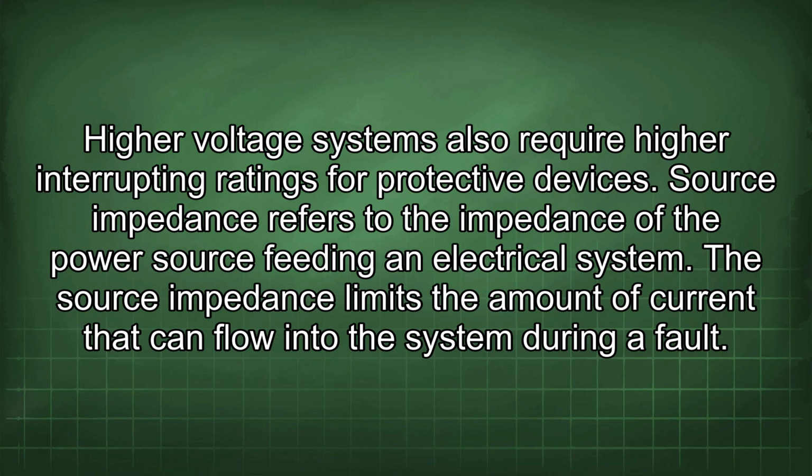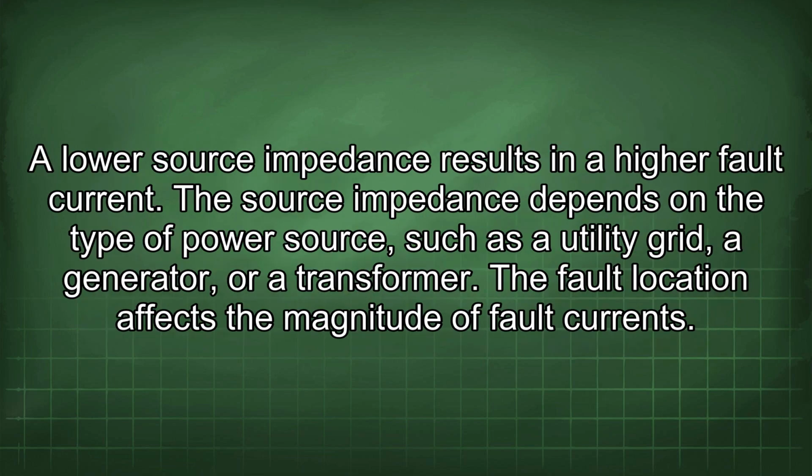Source impedance refers to the impedance of the power source feeding an electrical system. The source impedance limits the amount of current that can flow into the system during a fault. A lower source impedance results in a higher fault current.